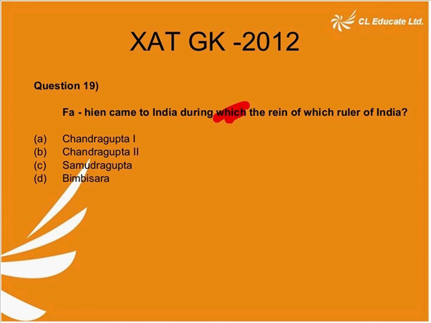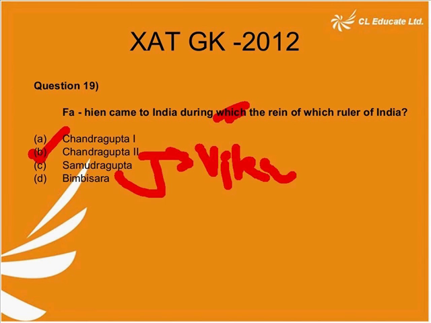Chandragupta II is the correct answer, who is famously called Chandragupta Vikramaditya. His father was Samudragupta and his grandfather was Chandragupta I.